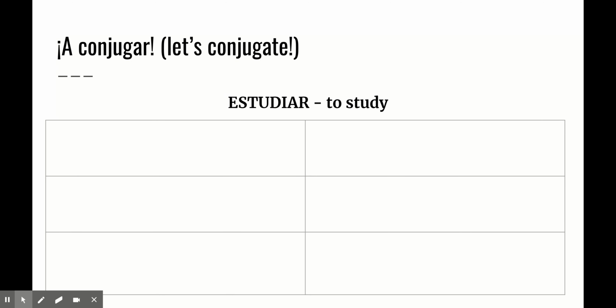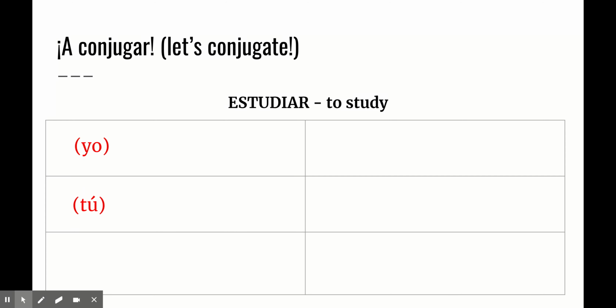Okay, we're going to start off with that 6-box chart. I told you guys this chart's following us everywhere. We're going to start off with our subject pronouns. Remember we did those last quarter right here? Who's the person that I'm talking about right here? Yo. And what does yo mean? I. Tú coming next. What does tú mean?